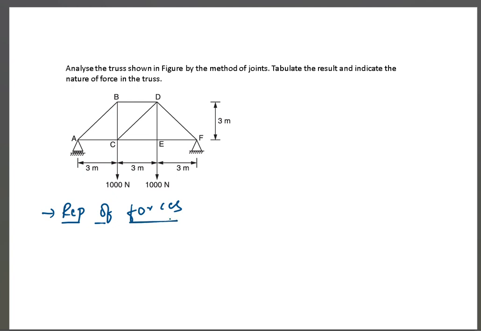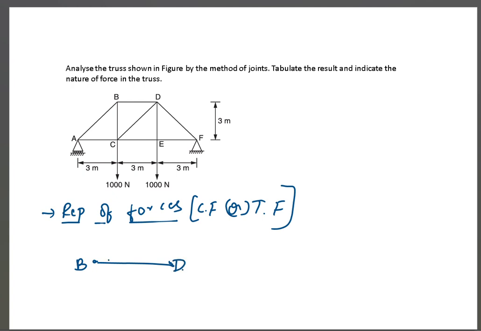Now, in the members, there are two types of force: one is compressional force and the other is tensional force. Now, let us consider any member from the plane truss. From the above figure, consider any one member. Let us assume this is the member BD.